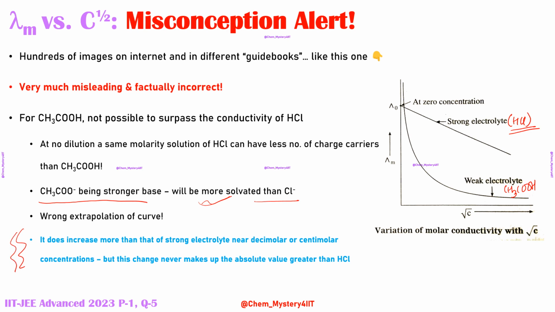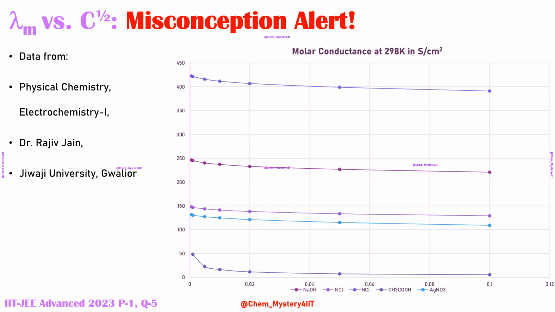Although this kind of crossover is possible, it happens at very, very low concentrations. We are having one data set which can give you a better idea. This data is from Physical Chemistry, Electrochemistry, Dr. Rajiv Jain from JEE University. This is the curve. The first topmost curve is for HCl. This is for NaOH. And the bottommost curve is for CH3COOH. This curve was for AgNO3, and this curve was for KCl.